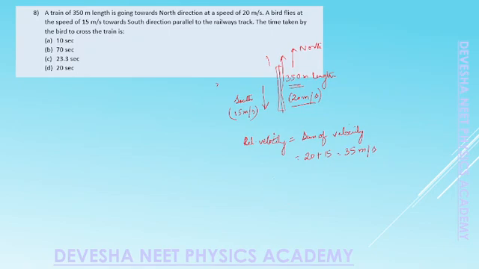Now, what is the distance? The bird is trying to cross the train, so the train length is equal to 350 meters. So what is the time taken? Time taken by the bird will be 350 by 35, where 35 is the velocity and 350 is the length. This is equal to 10 seconds. So this will be the answer.